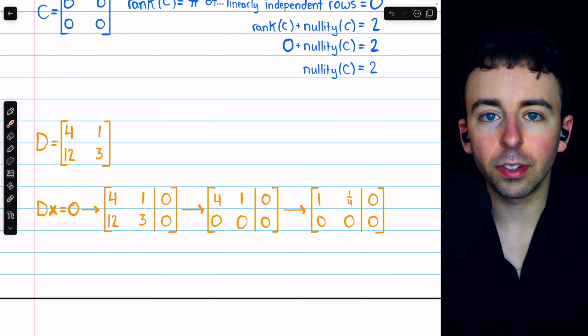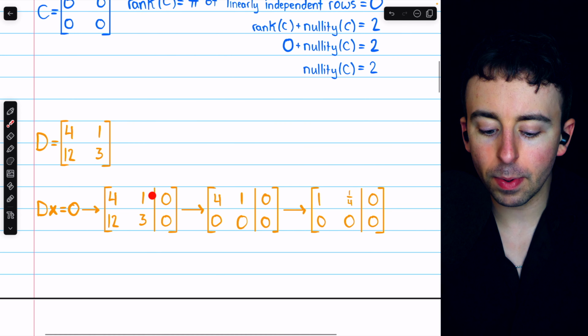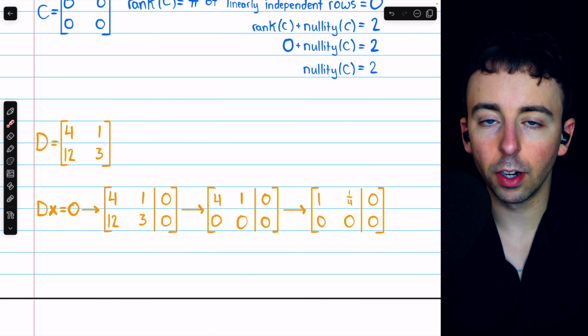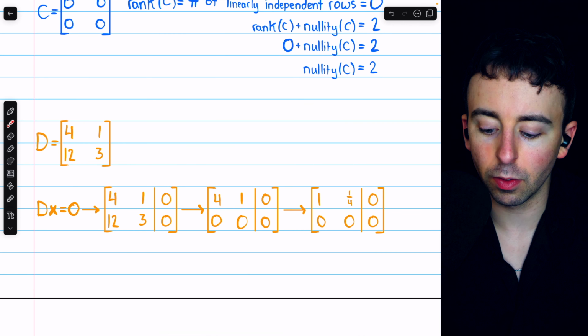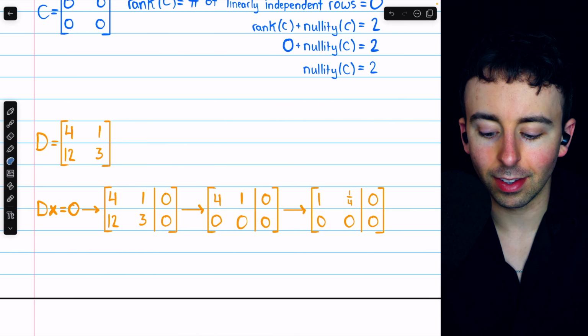Then we'll perform Gaussian elimination. So begin by subtracting 3 copies of row 1 from row 2. That eliminates row 2 completely, and then we can divide row 1 by 4 to get a leading entry of 1. Now this is in reduced row echelon form, and we can express the solution.